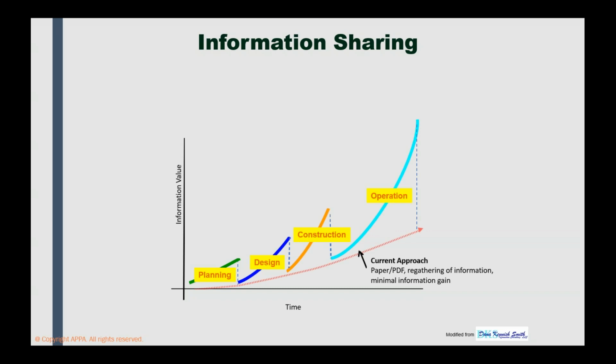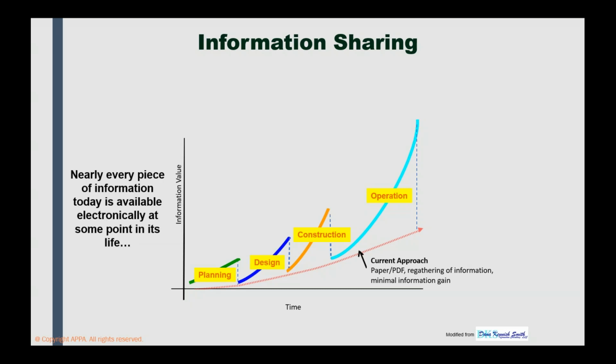But at each stage, we lose incredible amounts of information because we're just passing on a set of drawings and a specification and things like that. And in a lot of cases, from construction to operations, you have to go out and regather all the information. This is information that somebody already gathered through the whole process.